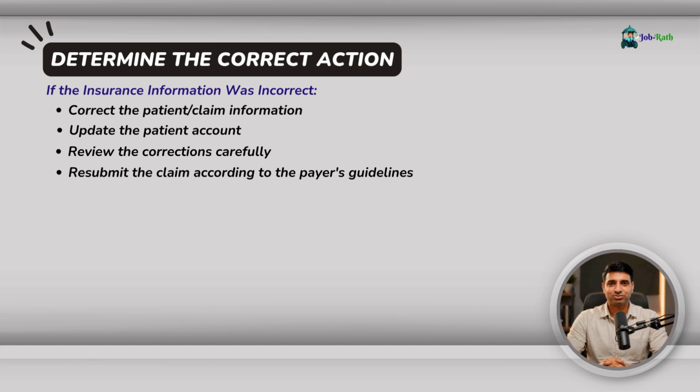If the insurance information was entered incorrectly and you identify the incorrect information, in this case, you just need to update the correct information or correct the claim with the updated information, and then resubmit the claim according to the payer's guidelines. Before resubmitting, always double check the corrected information.